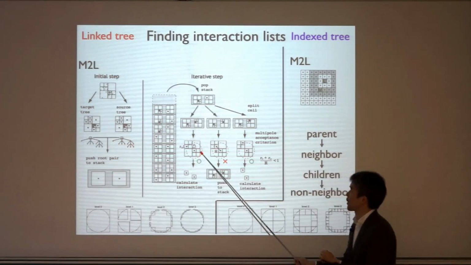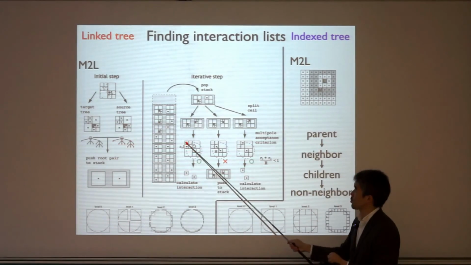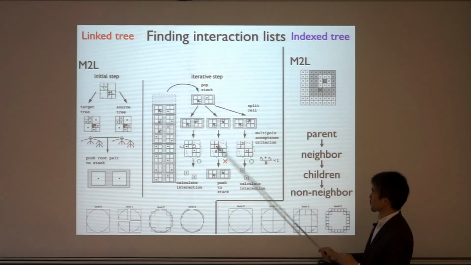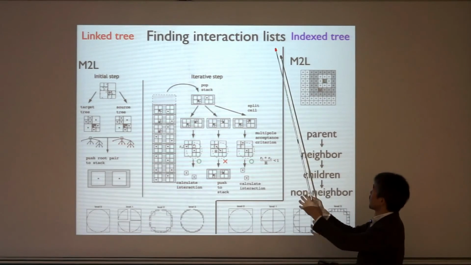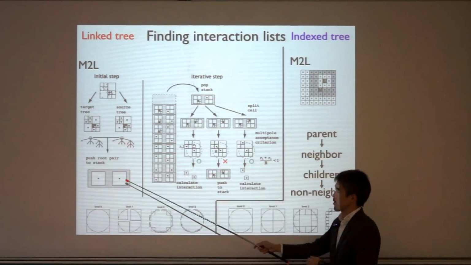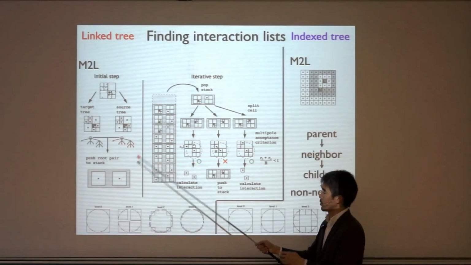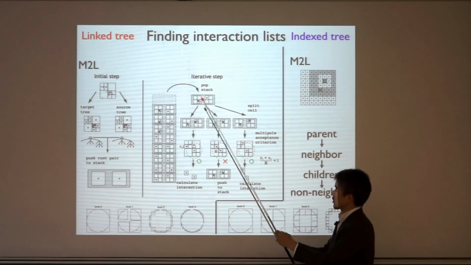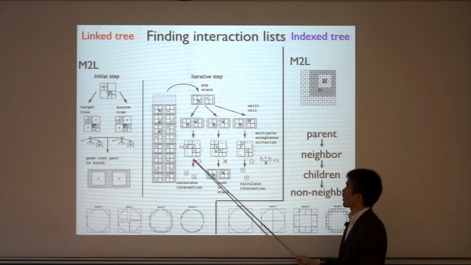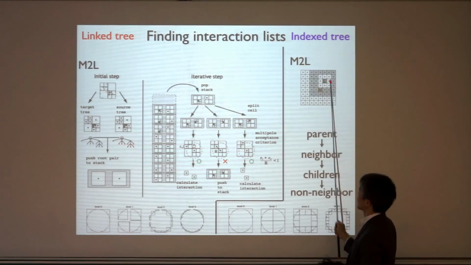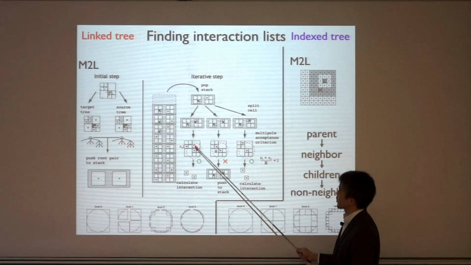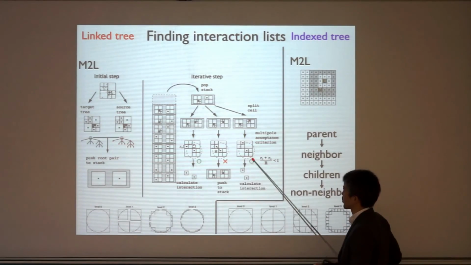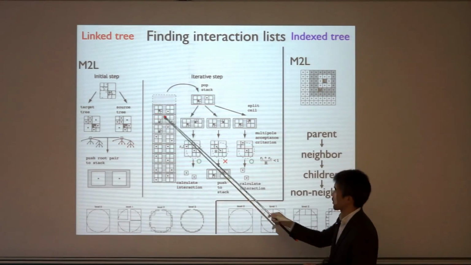You do the following comparison. You say, are these two boxes close enough and far enough? If you're starting from the top, of course, they're the same cell, so it's too close to do this interaction. But once you start dividing, you reach a point where it's in this region. If they're neighboring, you don't do the calculation. You push them back into the stack.